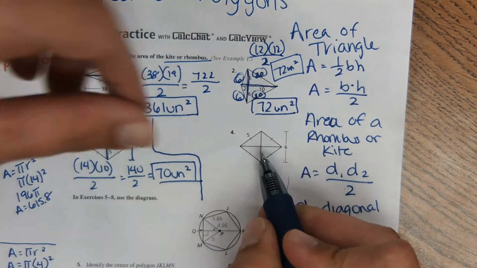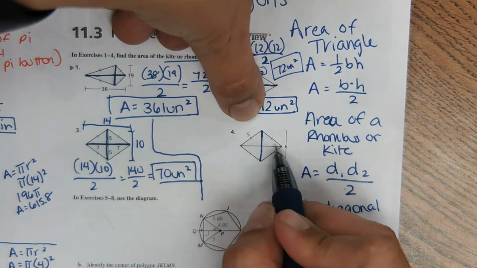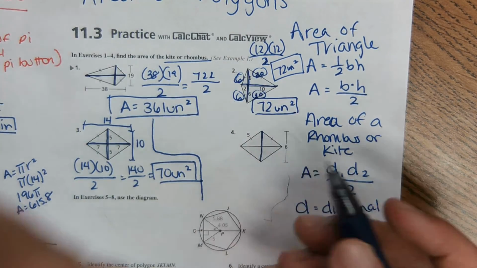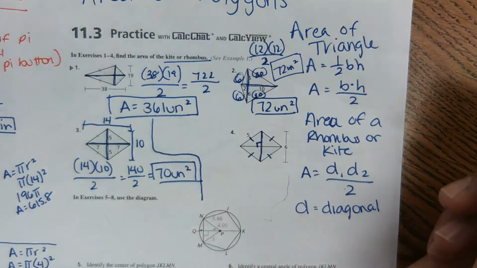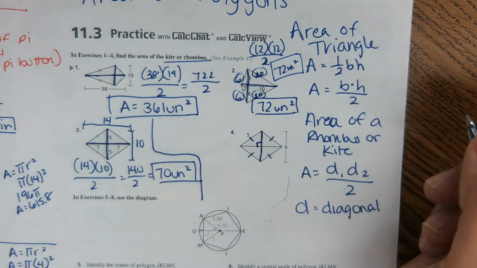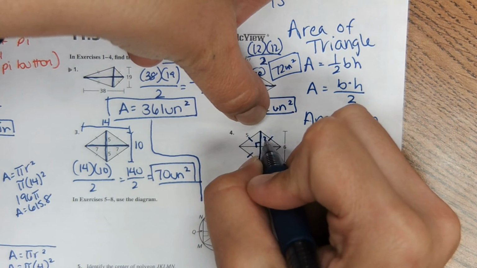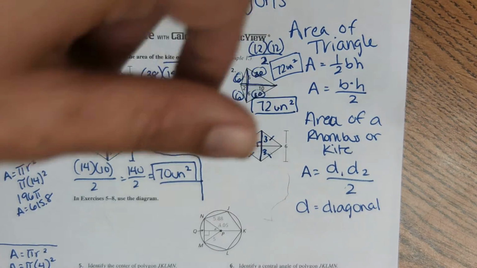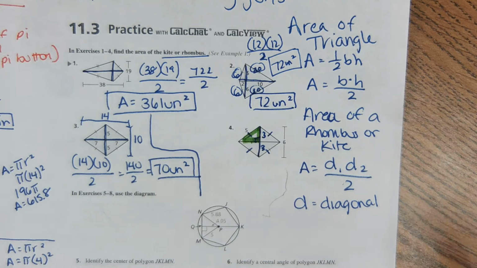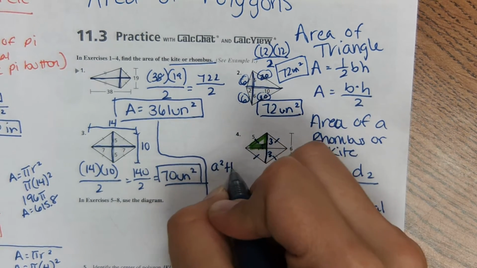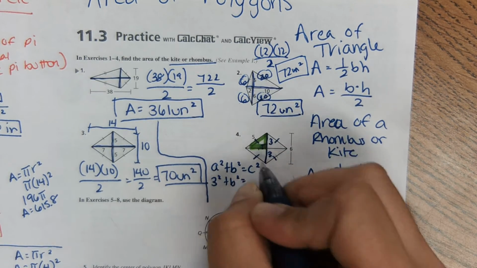Okay, number 4 is a little bit different. It shows the diagonal here is 6, but it doesn't show the length of this diagonal here. But it is a rhombus. We can see that all the sides are the same. So therefore, these intersect at a 90-degree angle, and we have right triangles. So if this whole thing is 6, then this part right here would be 3 and 3. And then we can use this little right triangle right here and find the length of this side using Pythagorean theorem. So we're going to just use a squared plus b squared equals c squared to find this length. So 3 squared plus b squared equals 5 squared.